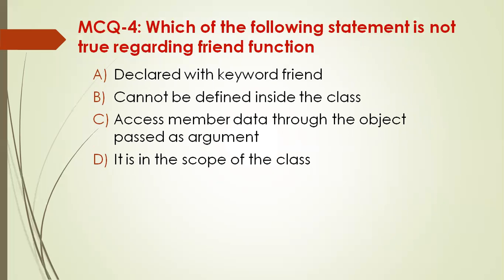Which of the following statements is not true regarding friend function? Declared with the keyword friend. True. Cannot be defined inside the class. True. Access member data through object passed as argument. That is also true. It is in the scope of the class. No, it is not in the scope of the class because it is not a member function.